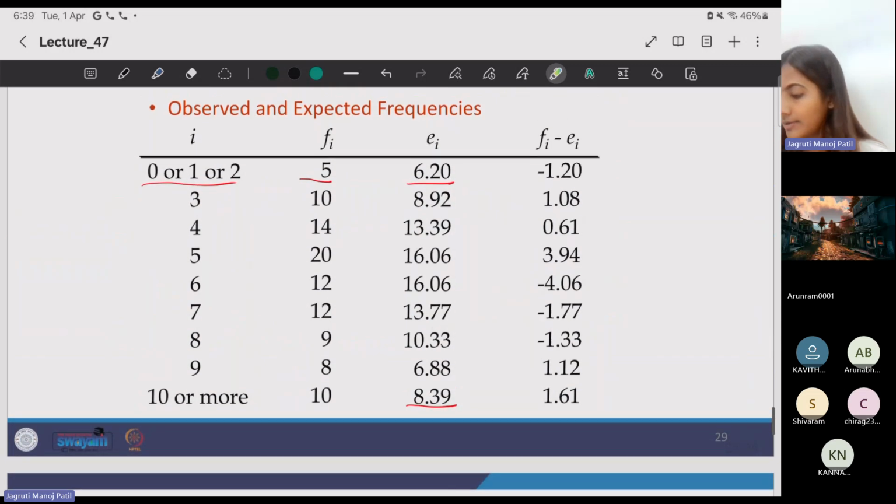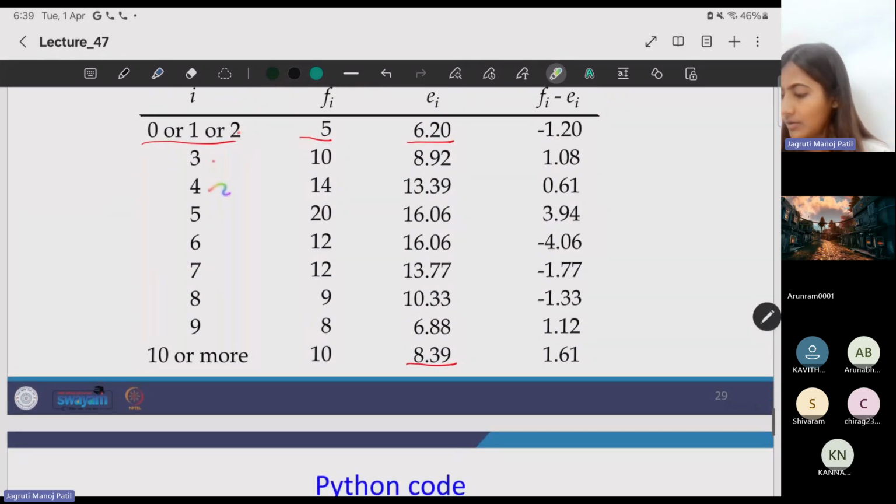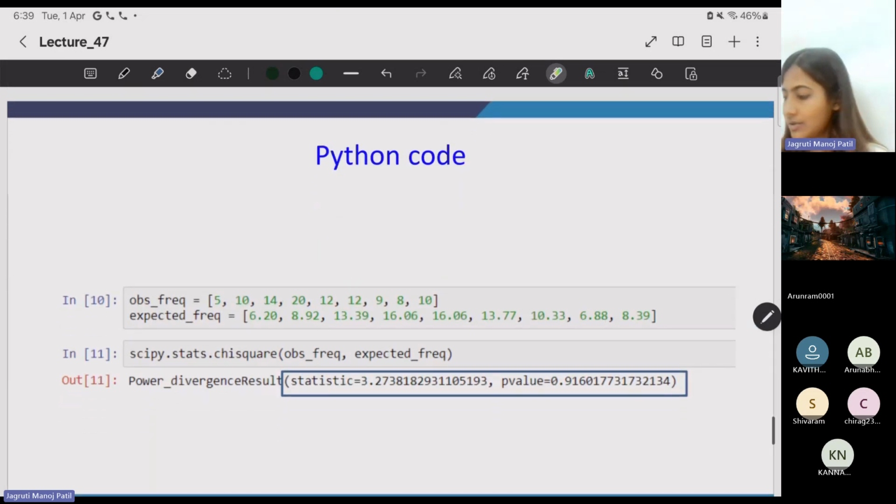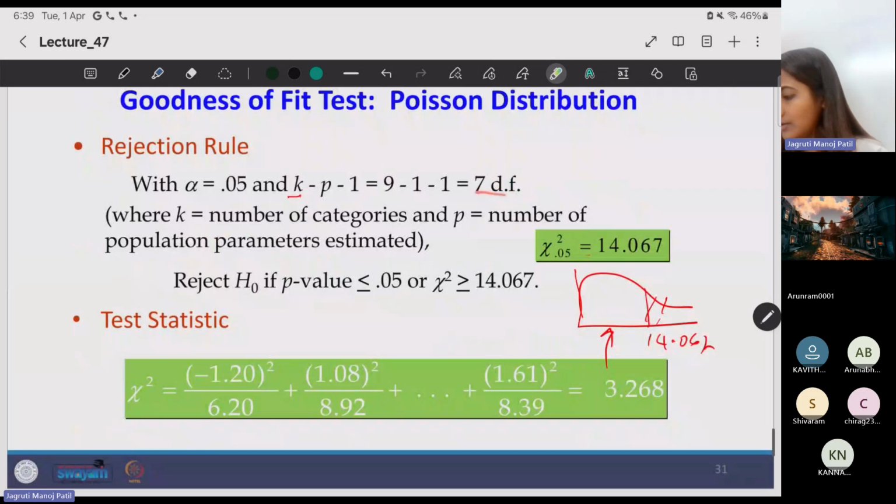10 or more. So we have 1, 2, 3, 4, 5, 6, 7, 8, 9. So the total number of categories we have is nothing but 9. So we have 9 minus 1 minus 1. So this is nothing but 7. So 7 is your degree of freedom. Okay. Here you have 7.